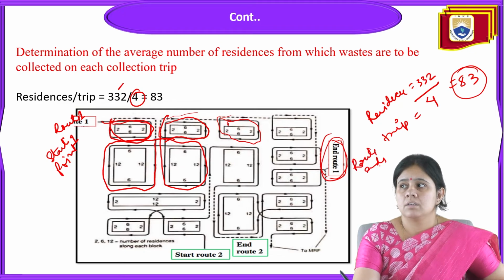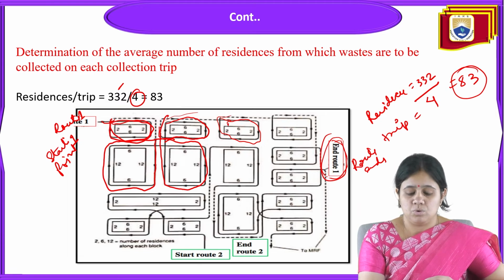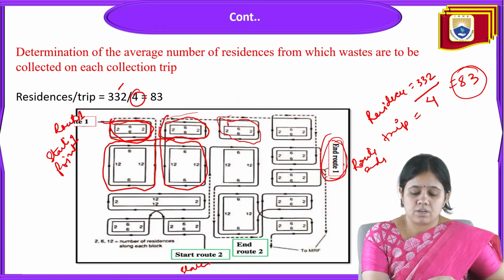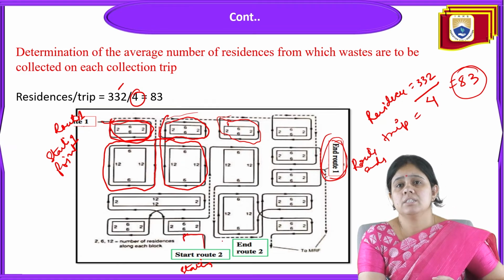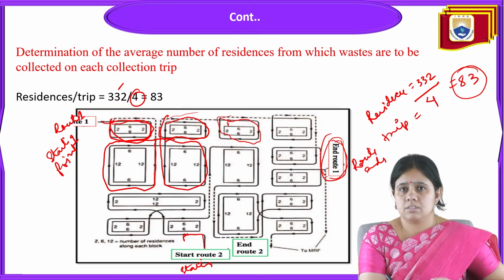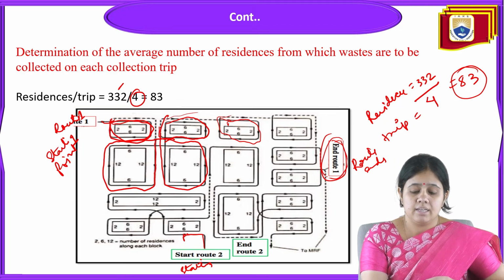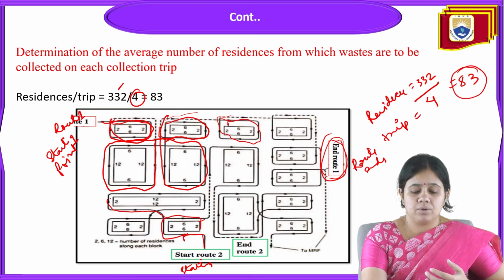Now the next route, the starting of Route 2. Route 2 starts from this point, where you can see the route begins. This is the starting point. This is again a clockwise direction, and they are trying to do more collection. So with this arrow, you can see that they are going like this.